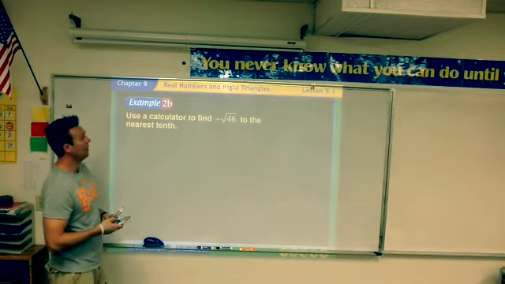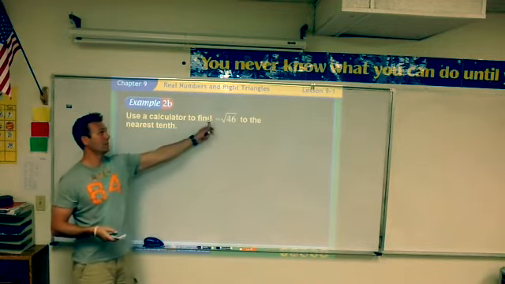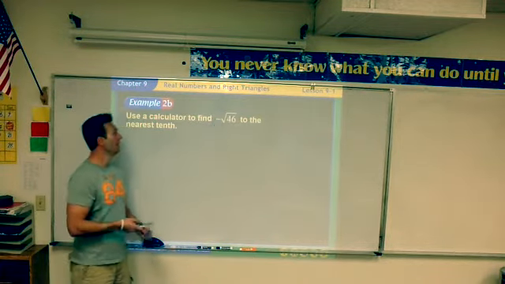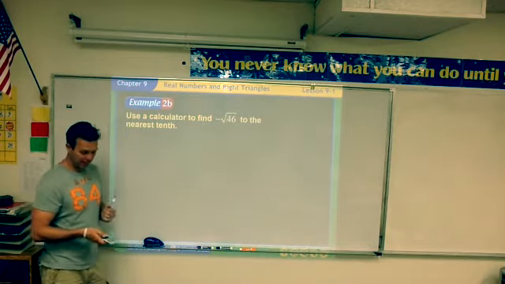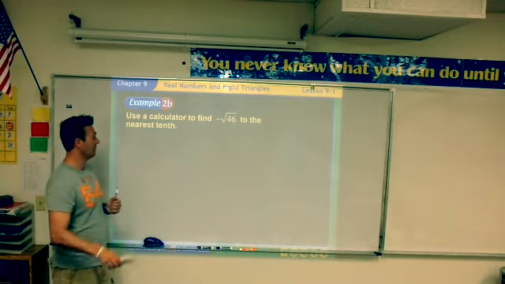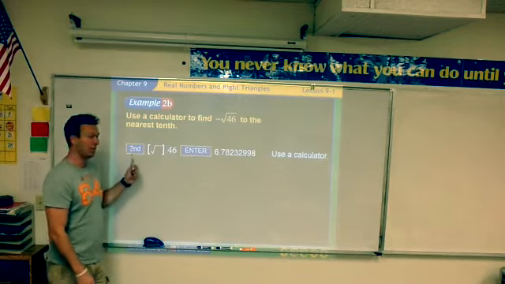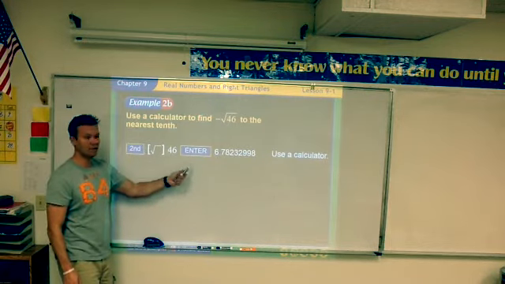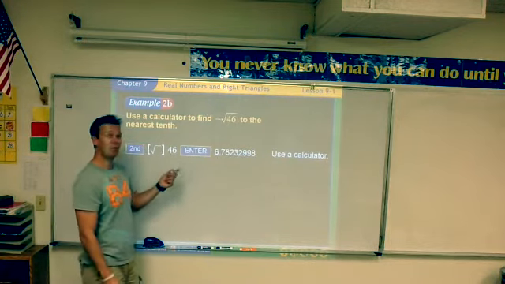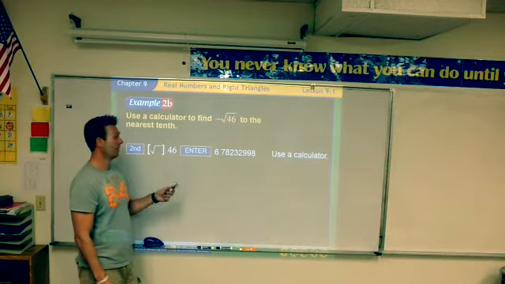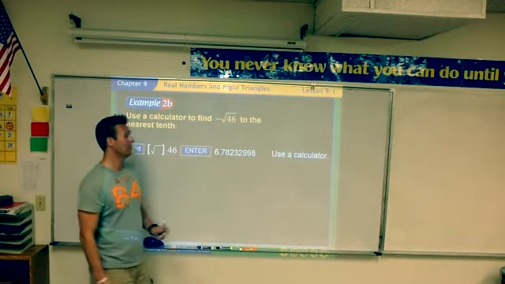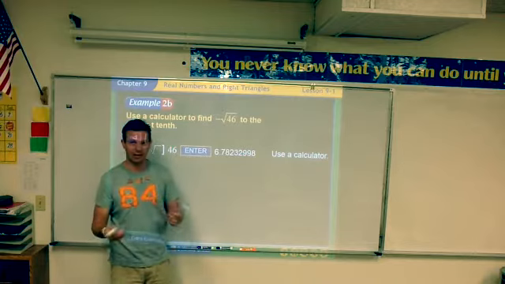Answer 4.8. Here's another example, and now you'll notice that this is a negative square root sign. And so we have to find that to the nearest tenth, and we still do the same thing with the calculator. Okay, we hit the second function key, square root 46, and enter. Some of you might have to hit equal with that. Just try a few different things and try to get that answer, 6.7823, and so on.